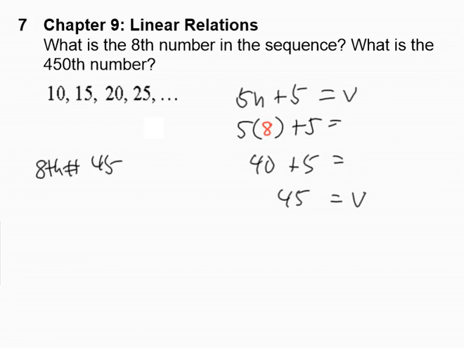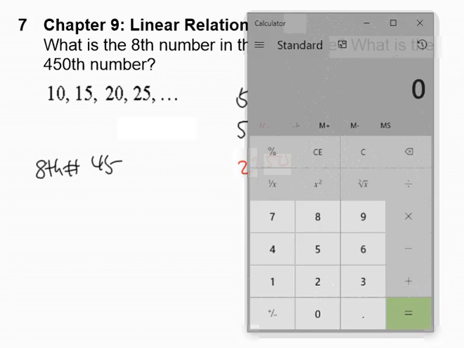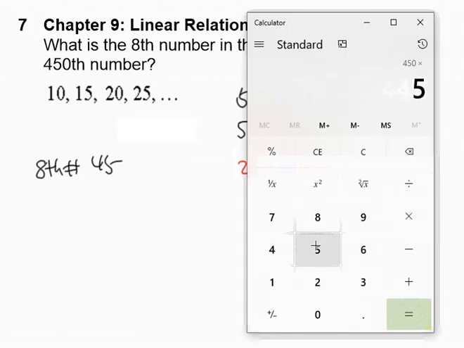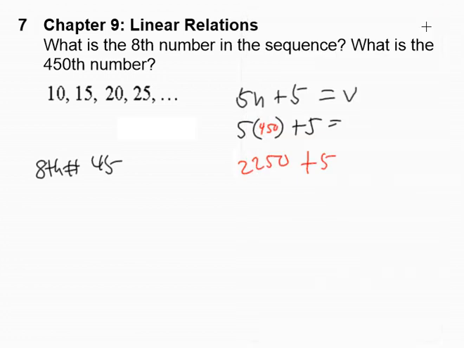And if I substitute one more time, this time putting 450 here for the 450th number, 5 times 450 is 2,250 plus 5. I better make sure that's right. 450 times 5. Yeah, I think it's right. Plus 5 is going to be 2,255 equals the value. So the 450th number is 2,255.